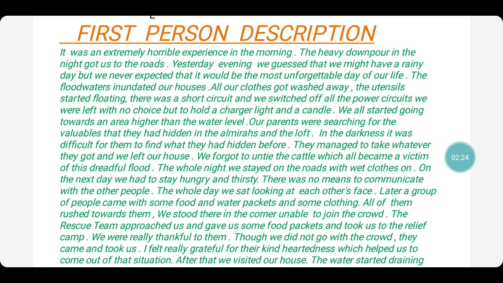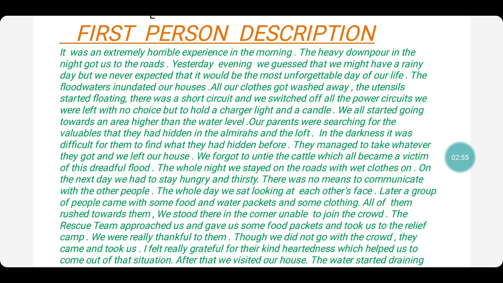On to the description now. It was an extremely horrible experience in the morning. The heavy downpour in the night got us to the roads. Yesterday evening we guessed that we might have a rainy day, but we never expected that it would be the most unforgettable day of our life. The flood waters inundated our houses. All our clothes got washed away.